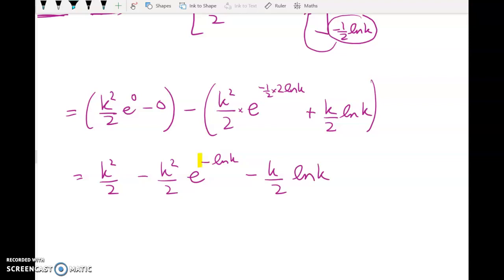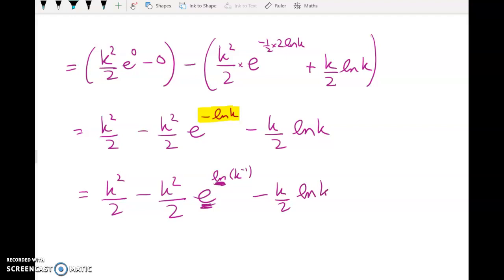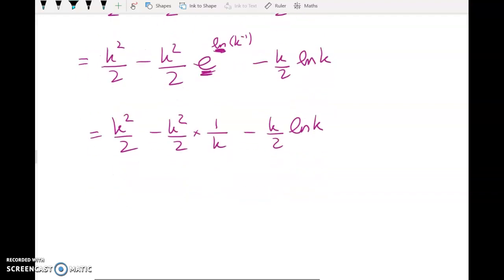One place we've got to be a bit careful is here. So don't jump too quickly to undoing the e and the log together. We can't do that until they're in exactly the right form. So we've got minus k squared on 2, and then this is e to the power of the log of k to the negative 1. And now that these are right next to each other, we can use the inverse property, and we can undo them. So we've got k squared on 2 minus k squared on 2 times k to the negative 1, which is 1 over k, minus k on 2 log of k. That gives us k squared on 2.